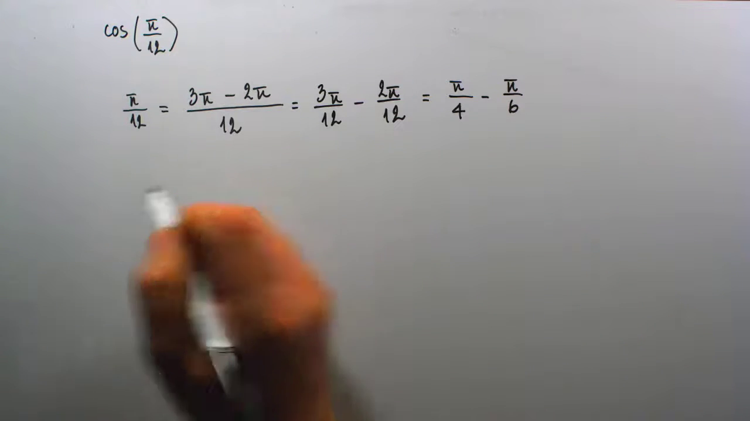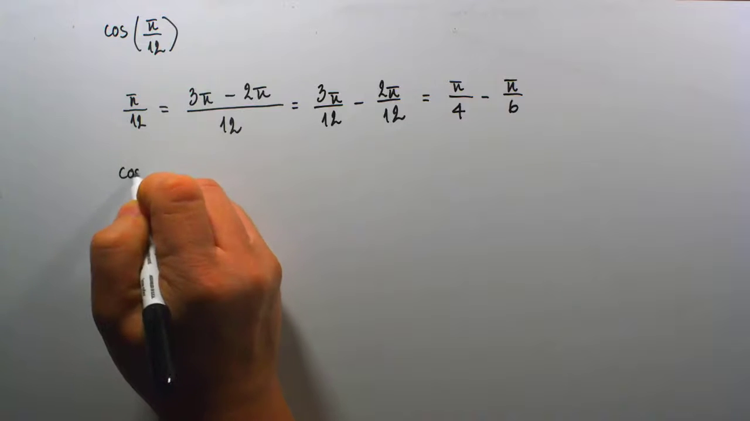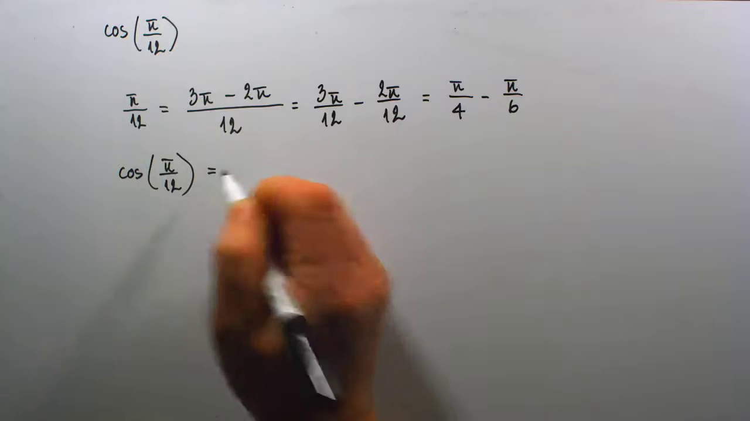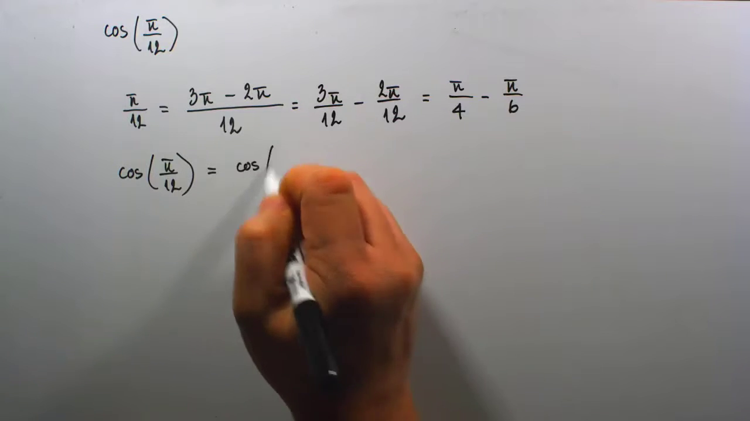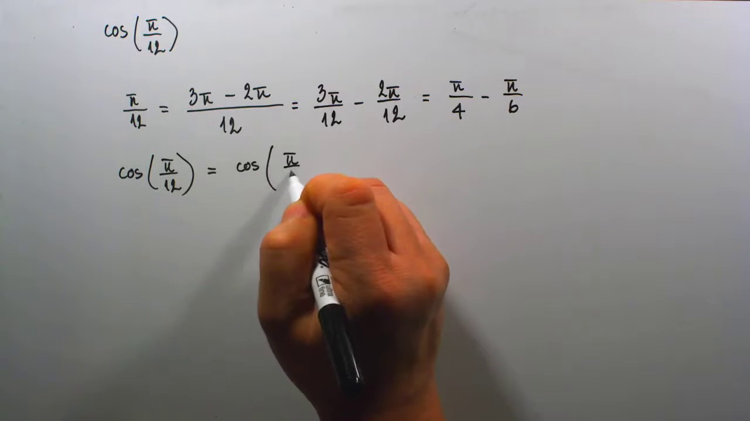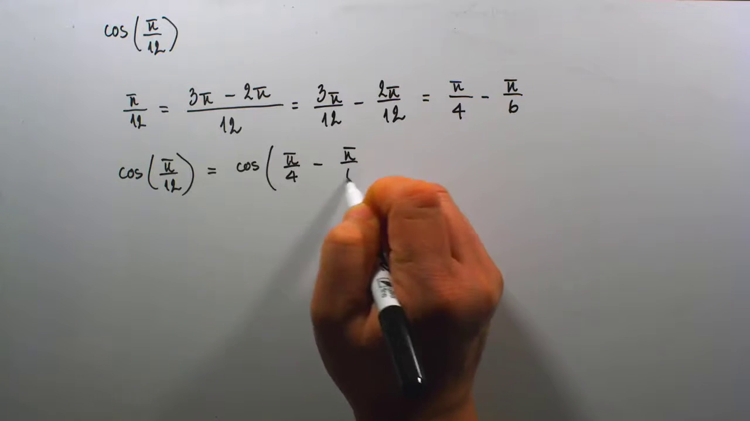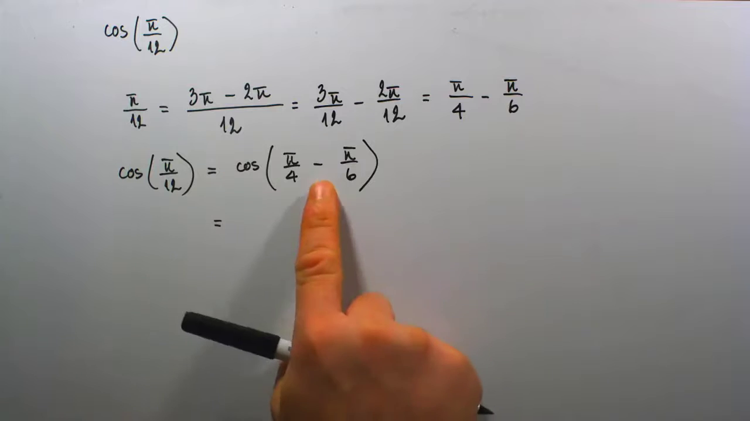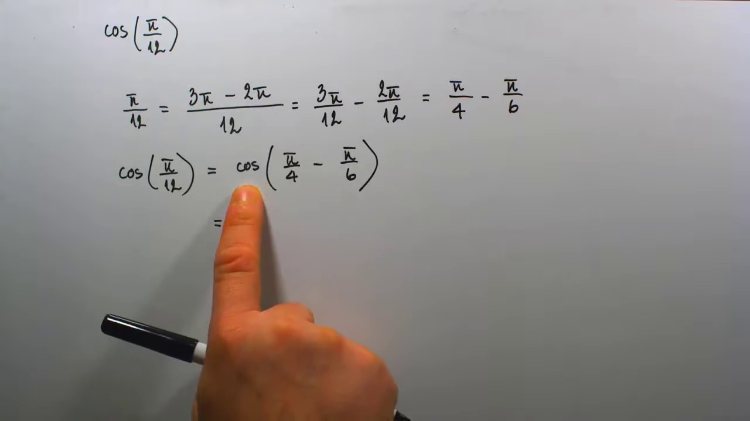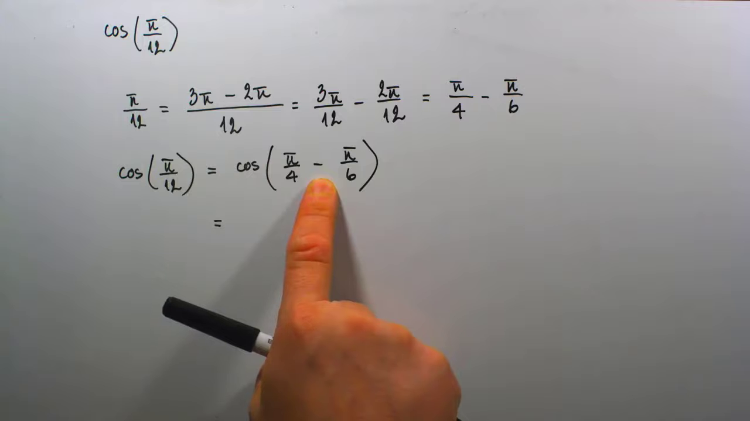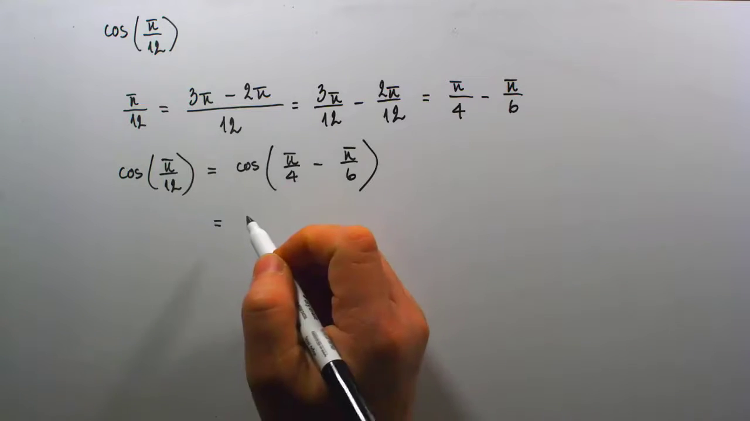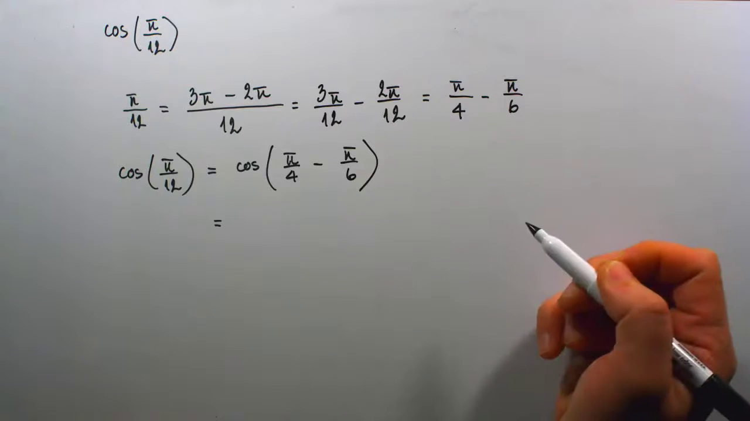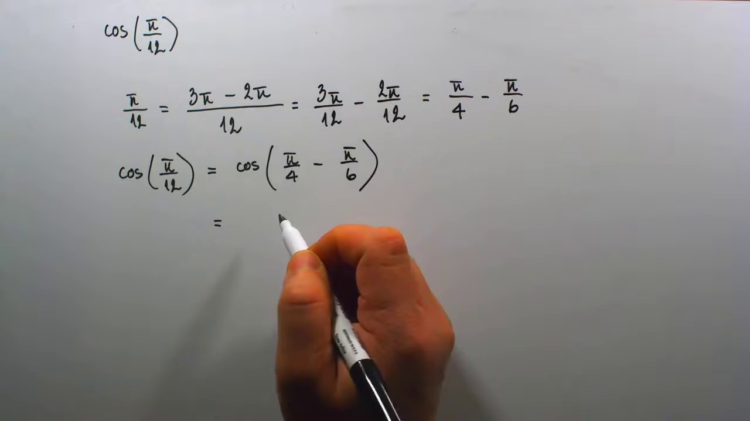And so now, consequently, cosine of pi over 12 will equal cosine of the difference pi over 4 minus pi over 6. And so in that way, now I can go ahead and use the cosine of a difference identity. Since we have done this quite a few times in other examples, allow me not to write down the identity again, but I'm going to get straight into using it.